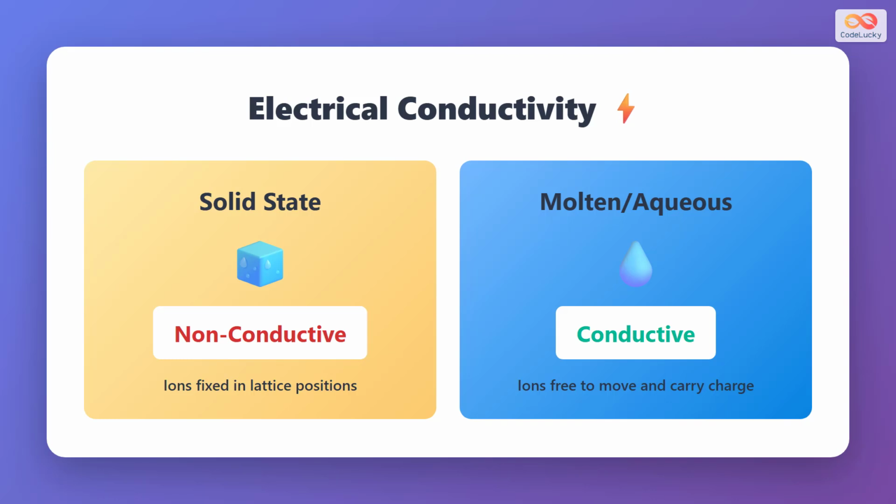Ionic compounds have an interesting property when it comes to electrical conductivity. In their solid state, ionic compounds do not conduct electricity. This is because the ions are fixed in their lattice positions and cannot move freely to carry an electric charge. However, when ionic compounds are melted or dissolved in water to form an aqueous solution, they become excellent conductors of electricity. This happens because the ions are now free to move throughout the liquid. These mobile charged particles can carry electrical current from one point to another, making molten or dissolved ionic compounds effective conductors.